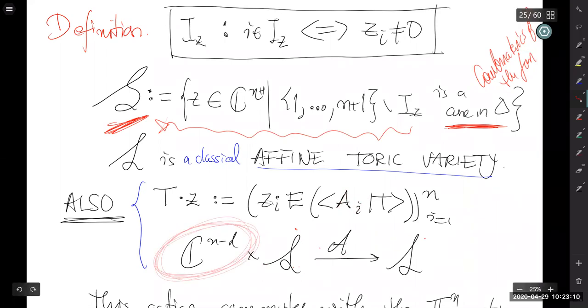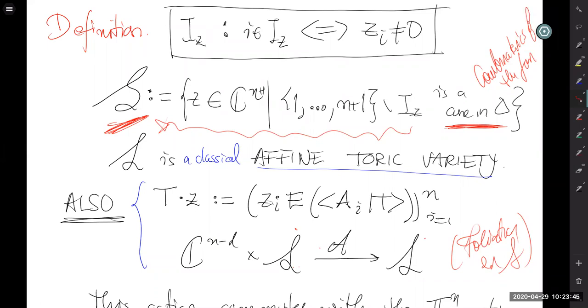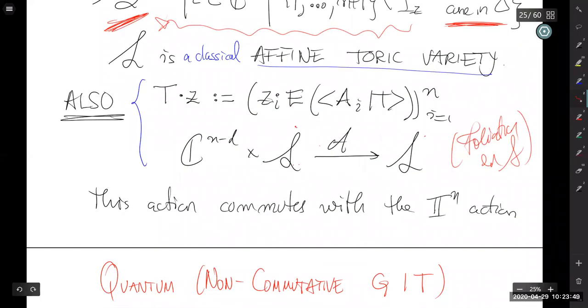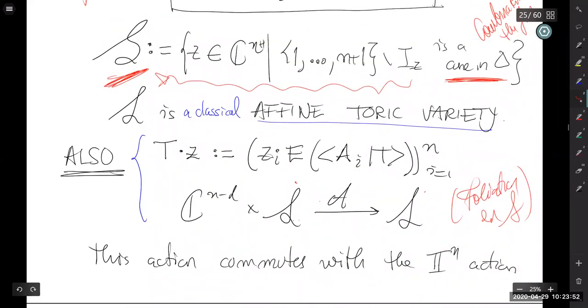But because the a_i are most of the time irrational, it's not a torus action, but rather the universal covering of the torus, C^{n-d}, that winds and winds around these leaves, depending on the rationalities of the a_i. This defines a foliation on S with complex leaves of dimension n minus d inside of S. So you can think of it as an action, but you can think of it as defining a foliation. And this foliation is either rational or irrational. The leaves either close up and are compact or not and are dense in some regions of S. This action commutes with the torus action, from the fact that this is a classical affine toric variety.